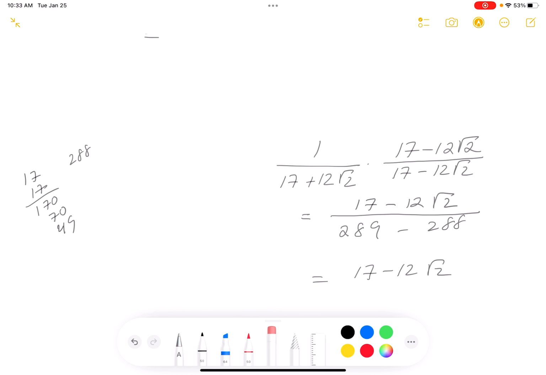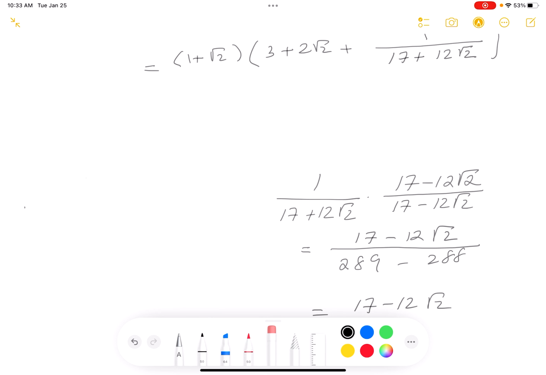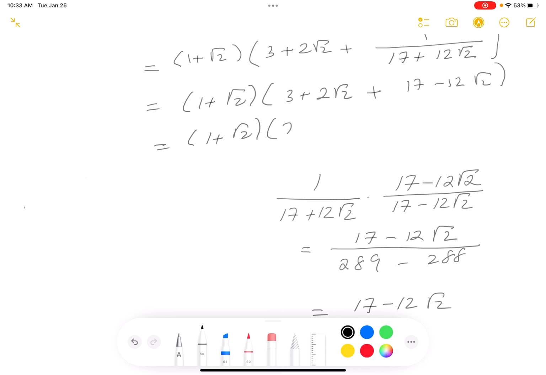All right? Then I get my eraser out and erase my scratch work over here. And I'm going to write that down now. I'm going to see if this thing is working out nicely for me. So what do you get? 1 plus root 2, 3 plus 2 root 2, plus, what do you get? 17 minus 12 root 2. All right, let's keep going. 1 plus root 2. 3 plus 17 is 20. 2 root 2 minus 12 root 2 is minus 10 root 2.